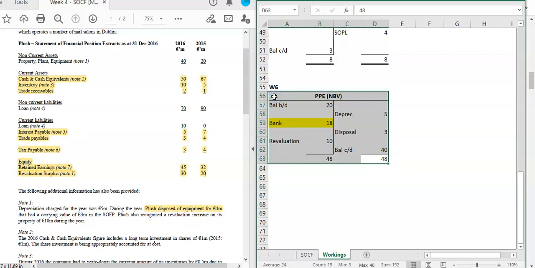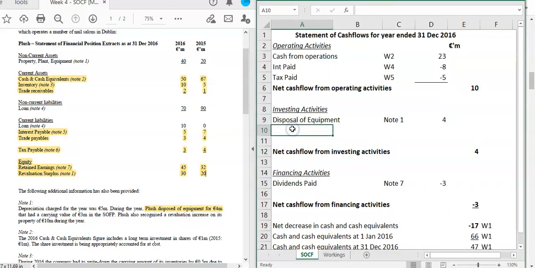So particularly for property, plant and equipment, that's one of the ones you should really think about using a T account, because there's a lot of moving parts, and if you miss out on one, the whole thing is not going to balance. So let's bring that back to our statement of cash flows. Acquisition of equipment, or acquisition of PP. And we're going to say there working 6, minus 18. All right, so we're working our way down along.